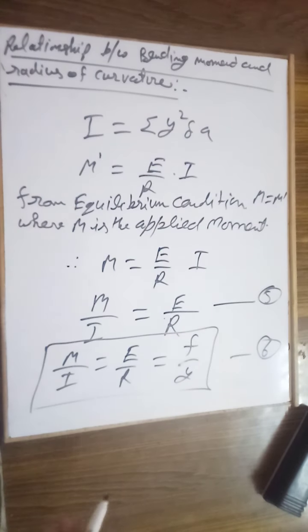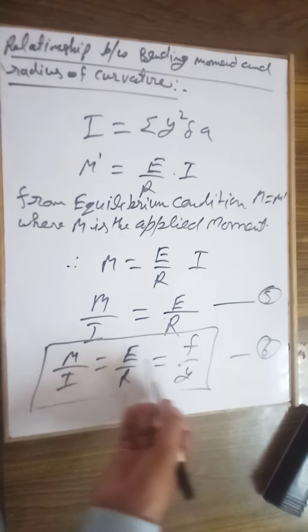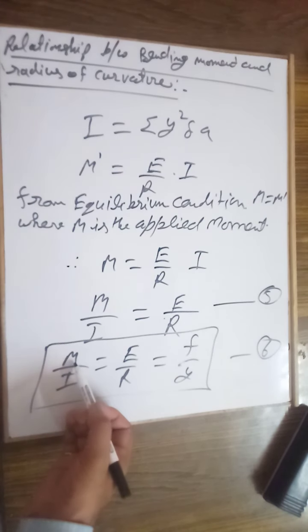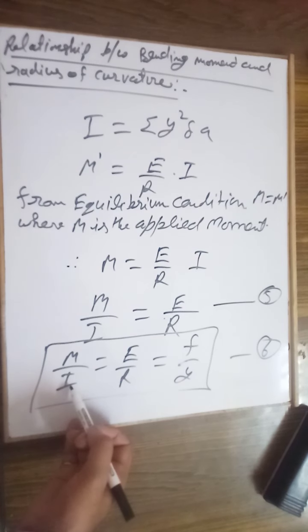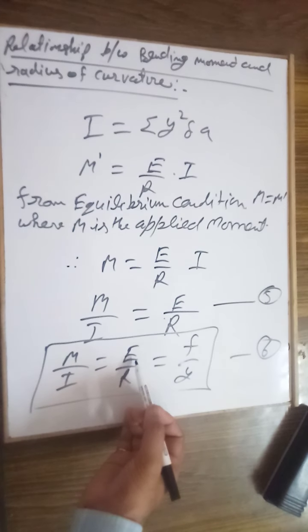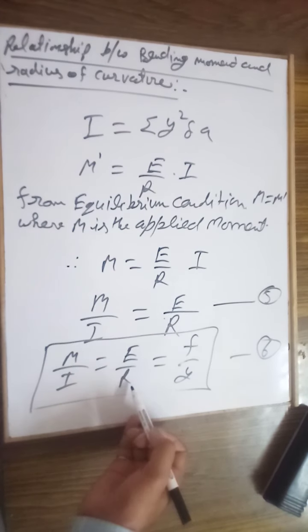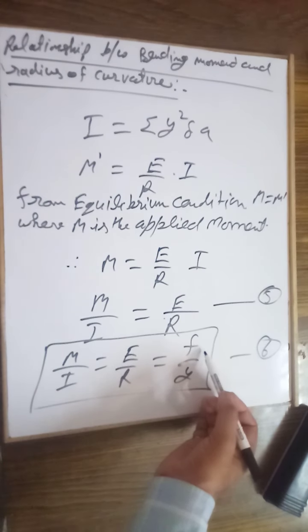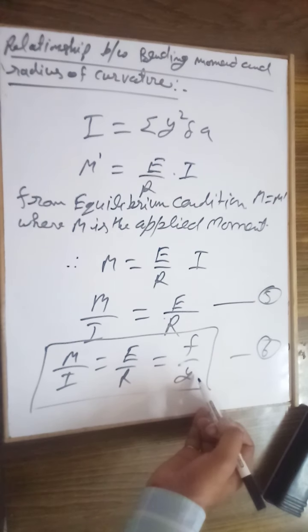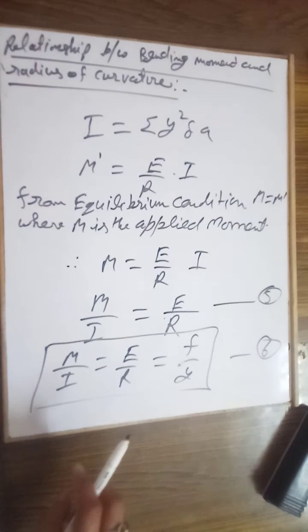So the variables can be represented as: M is our bending moment at this section, I is the moment of inertia about the centroidal axis, E is the modulus of elasticity, R is the radius of curvature for the bent section, F is the bending stress, and Y is the distance of the fiber from the neutral axis. So this is the relation between the bending moment and the radius of curvature.